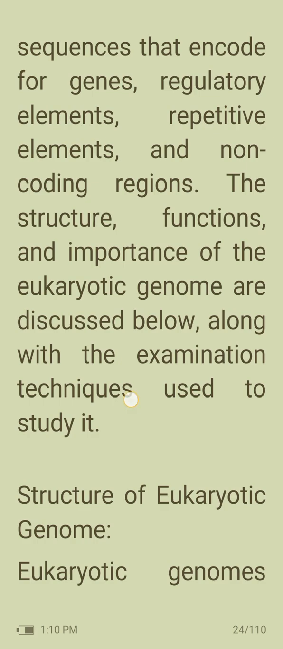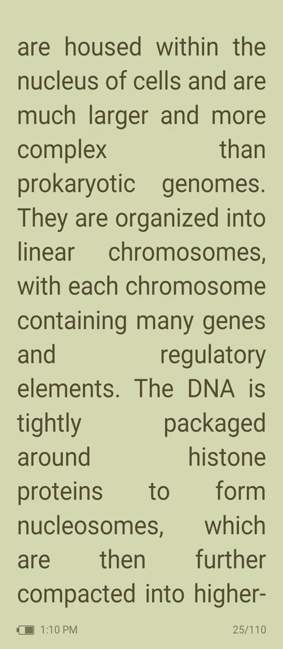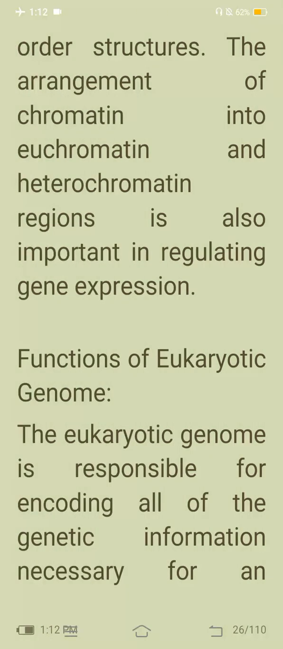Structure of eukaryotic genome. Eukaryotic genomes are housed within the nucleus of cells and are much larger and more complex than prokaryotic genomes. They are organized into linear chromosomes, with each chromosome containing many genes and regulatory elements. The DNA is tightly packaged around histone proteins to form nucleosomes, which are then further compacted into higher order structures. The arrangement of chromatin into euchromatin and heterochromatin regions is also important in regulating gene expression.